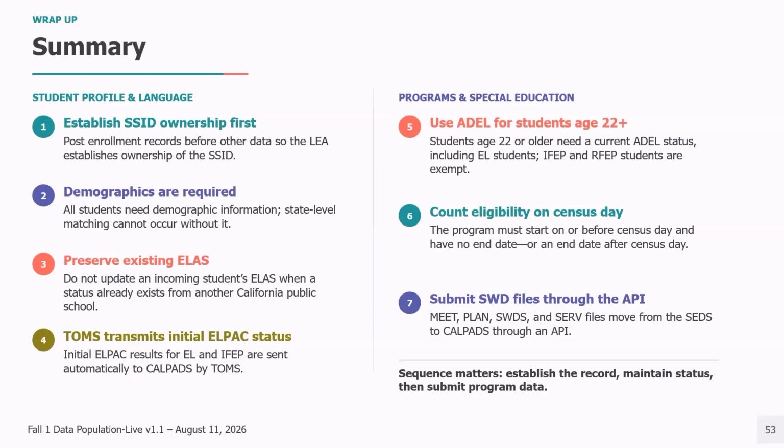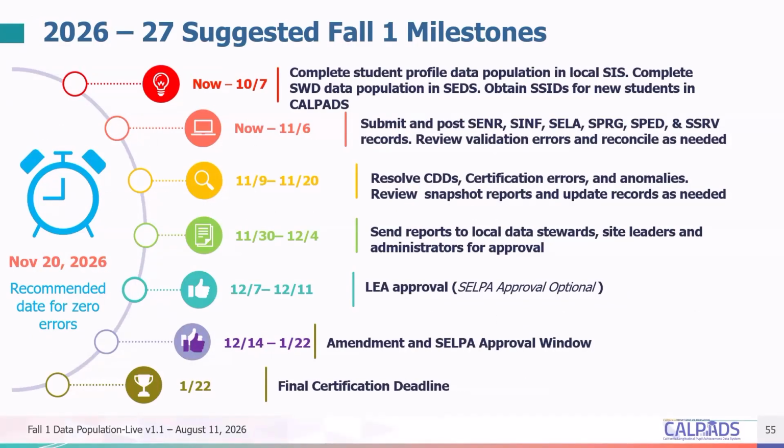Okay, so this is the first opportunity that you get to see the Fall 1 milestones for the 26-27 year, and the sooner the better. The first thing I want to do is bring your attention to November 20th on the left, where we have that alarm clock. This is the recommended date for 0 errors. So you're submitting your data, you're completing your student's profile, you're resolving data discrepancies in CalPADS and snapshots running. If there's any cert errors, you have resolved them all. This date is in advance of any Thanksgiving holiday and is approximately 3 weeks prior to the Fall 1 deadline.